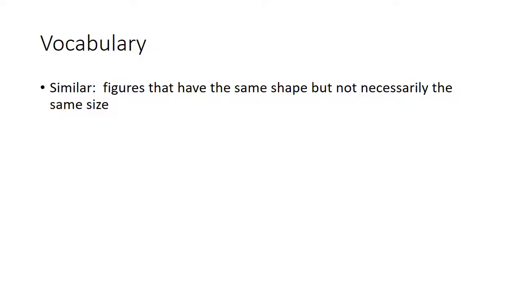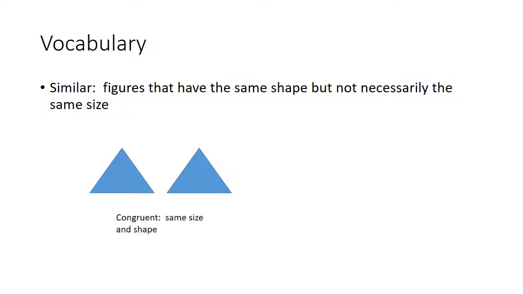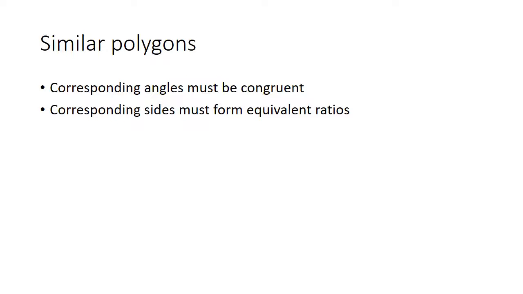So two triangles that are similar are definitely going to have congruent angles but not necessarily congruent sides. Their sides aren't congruent, but their sides are proportional to one another. If they're congruent, they're the exact same size and shape. If they have the same angles, but not necessarily the same sides, then they would be similar. So a similar polygon has corresponding angles that are congruent, and corresponding sides that are equivalent ratios.